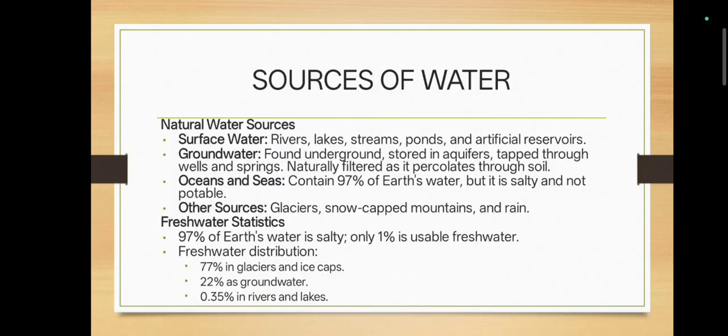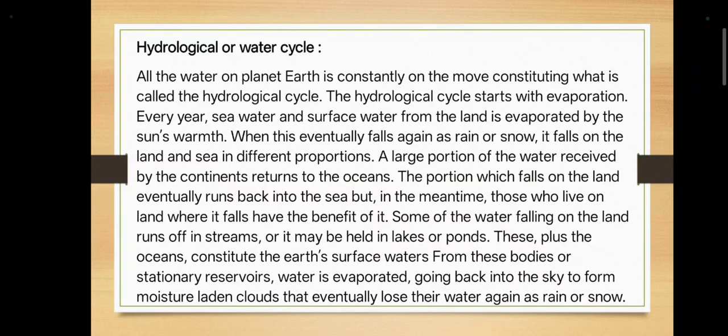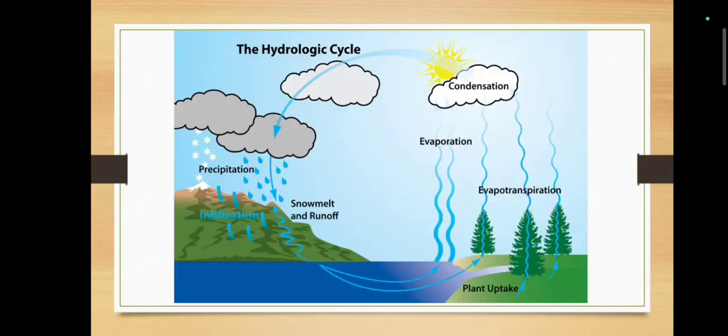Interestingly, only 1% of Earth's water is usable fresh water, with most of it locked in glaciers and in the hydrological cycle or water cycle. All water on Earth is constantly moving through the hydrological cycle. The hydrological cycle starts with evaporation. Every year, seawater and surface water from the earth is evaporated by the sun's warmth. When this eventually falls again as rain or snow, it falls on the land and sea in different proportions.